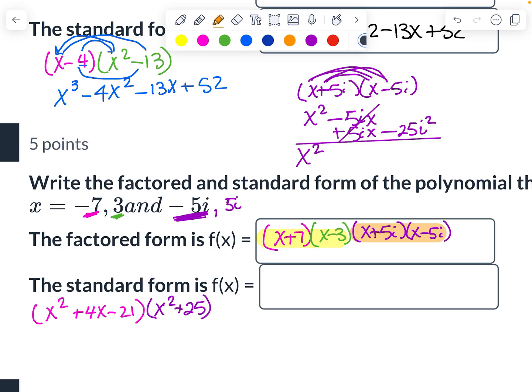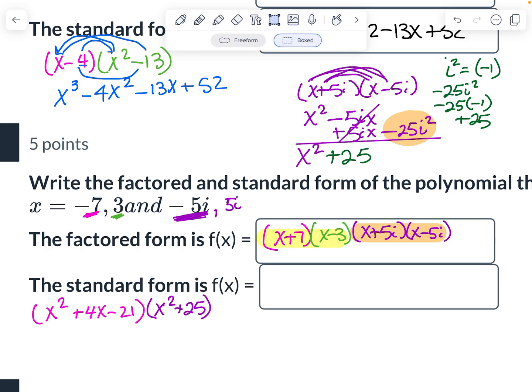Now, let's talk for a moment, friends, about this right here. We have a rule that says i squared is equal to negative 1. So if I have negative 25 i squared, I have negative 25 times negative 1, which is positive 25. Okay? That's what I have. So that's where that comes from.